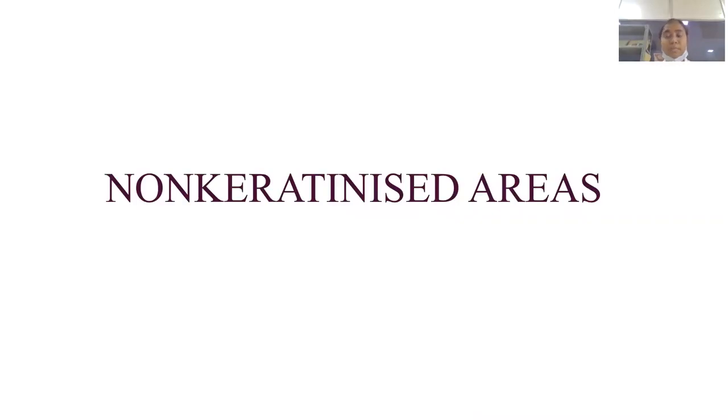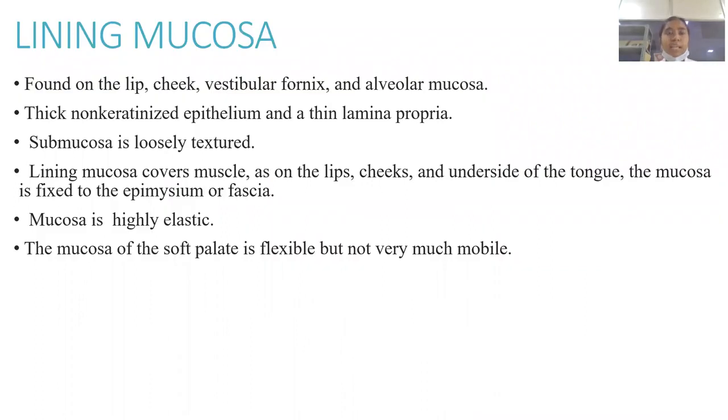So, in this part, we are going to see about non-keratinized areas. First comes the lining mucosa. It is found on the lip, cheek, vestibular fornix, and alveolar mucosa. Thick non-keratinized epithelium and a thin lamina propria can be seen here. Submucosa is loosely textured. Lining mucosa covers muscles as on the lips, cheeks, and underside of the tongue. The mucosa is fixed to the epimysium or fascia. Mucosa is highly elastic. The mucosa of the soft palate is flexible but not very mobile.